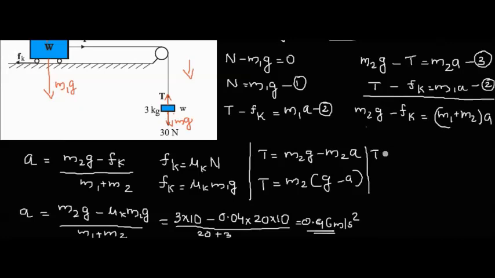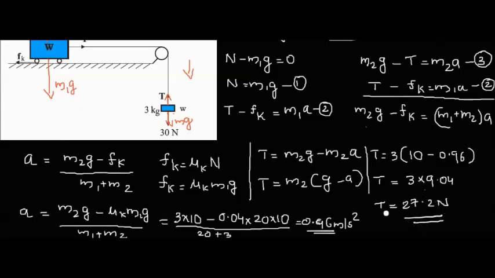Okay, and T is equal to m2 is 3, g is 10 minus a is 0.96. And tension T is equal to 3 into 9.04, and you will get the value of tension as T equal to 27.2 Newton. So this is the value of tension, and this is the value of acceleration.